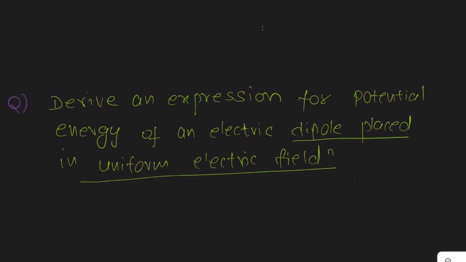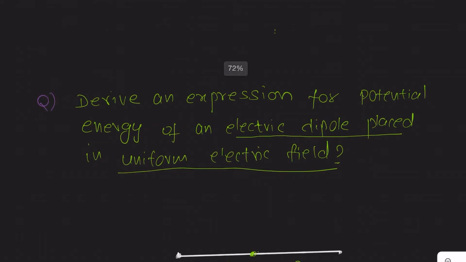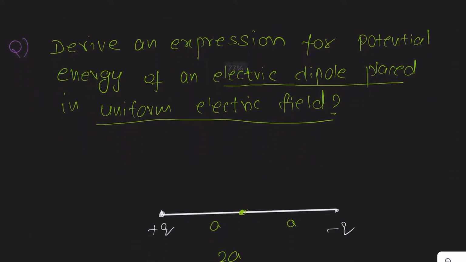So E is equal to V by d is also a formula. Now the question is: derive an expression for potential energy of electric dipole placed in uniform electric field. Look here, electric dipole placed in uniform electric field. So what is meant by dipole?